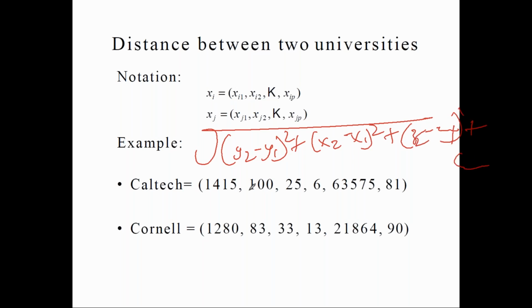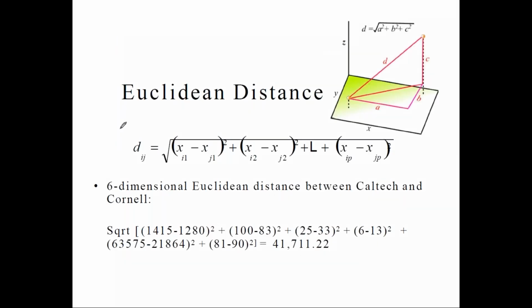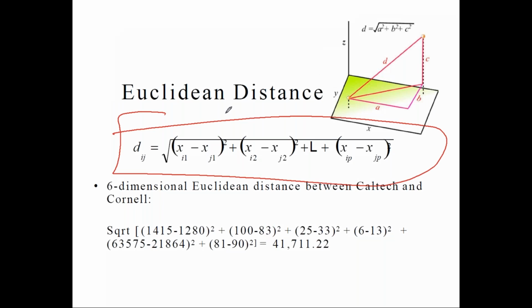plus a2 minus a1, b2 minus b1, until this point, because we have 1, 2, 3, 4, 5, 6 columns. This is your 6-dimensional data, 6D data. So this is your Euclidean distance formula.